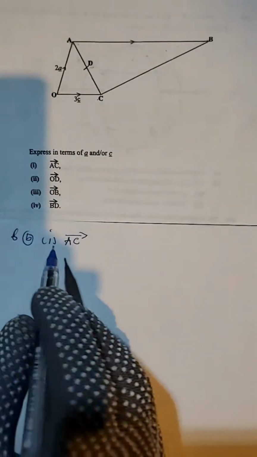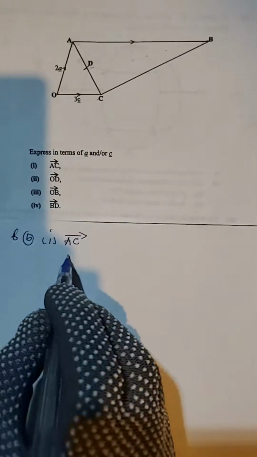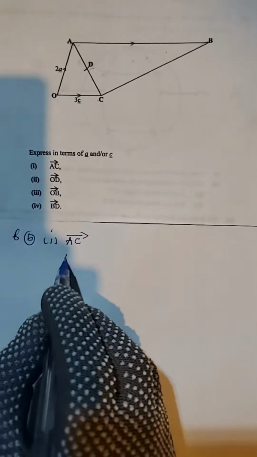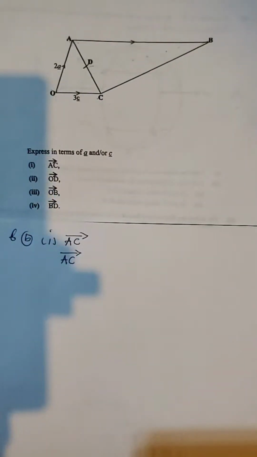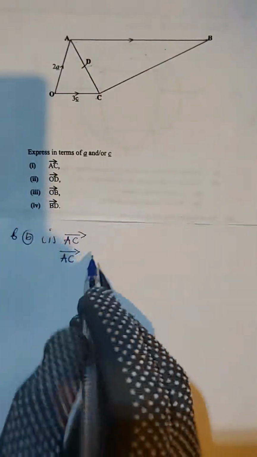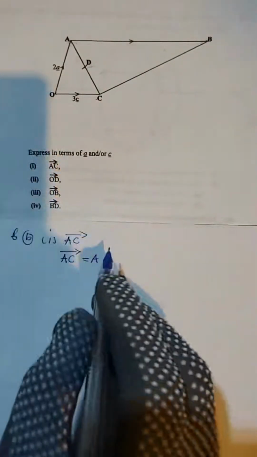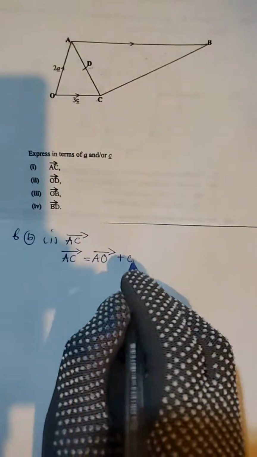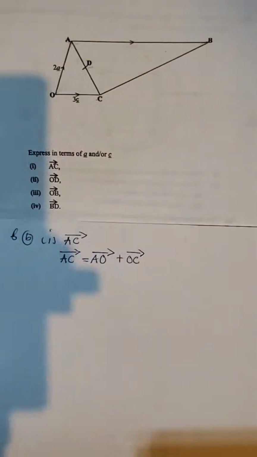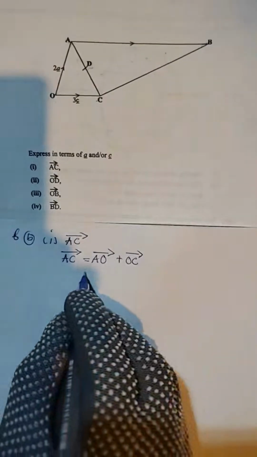And if vectors is giving you hell, and you are planning not to answer vectors in your coming exams, just know the first question, because it's the easiest. But don't have that spirit. No vectors? This is 5 marks. You can't lose these marks. Okay? So, AC, we're going to move AO plus OC, like this. Then let's substitute.